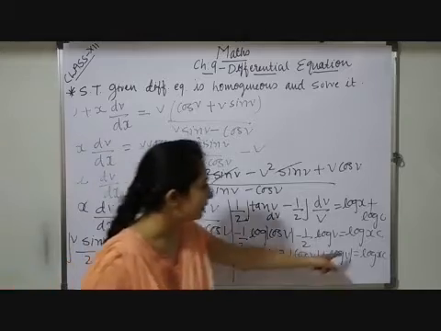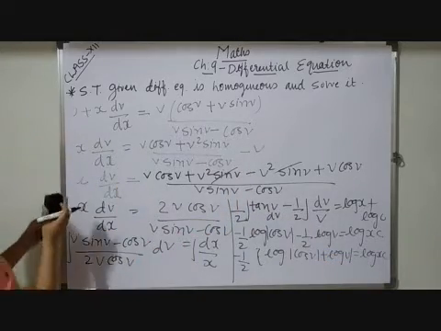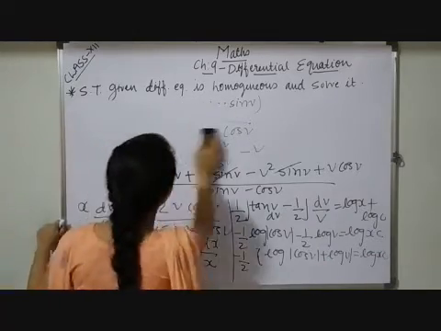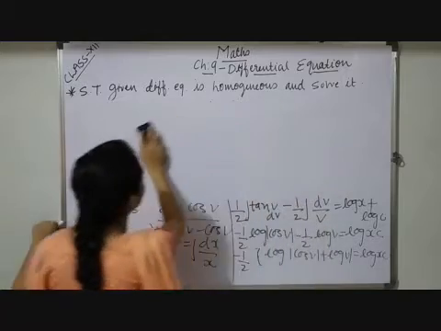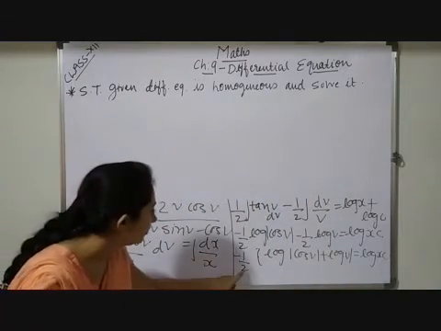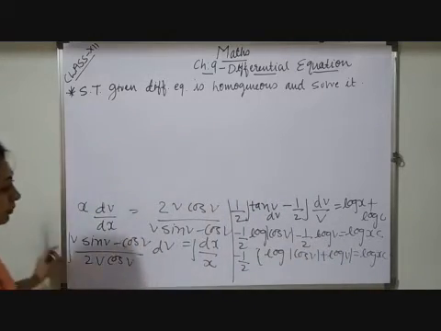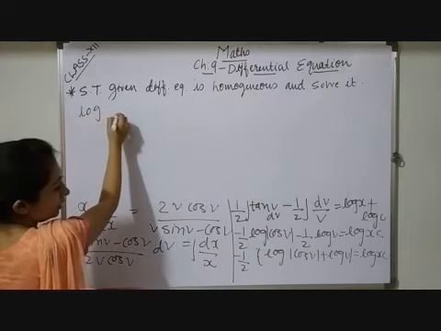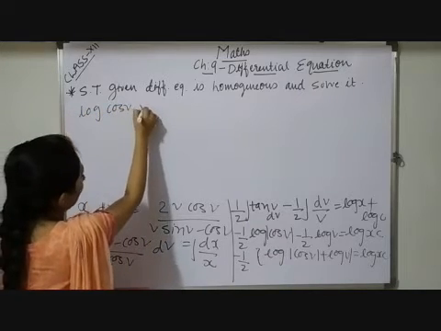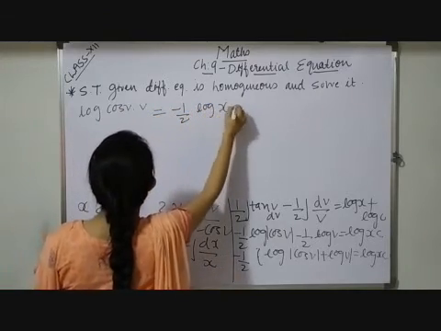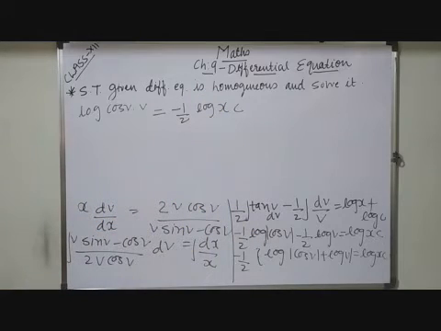Now this minus 2, I will shift to RHS. Here you will get minus 2, I am shifting here, and log a plus log b, that is log ab formula, I am applying. So you will get log of cos v into v, which equals minus 1 by 2 log xc. Or shift it here only. You may give the whole power minus 2 also.